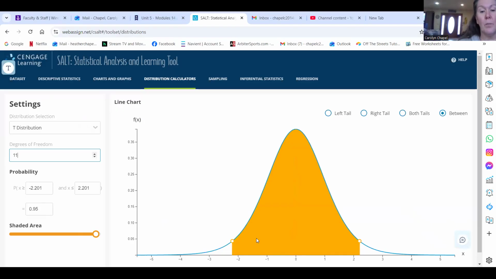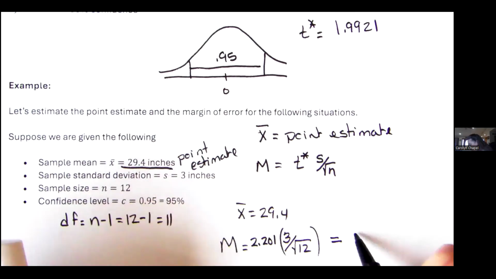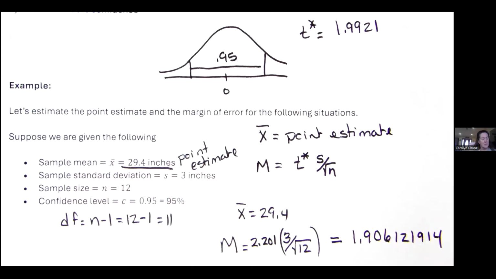Okay, and we'll go back to our notes. We go back and forth throughout the video. Okay, so there's my 2.201 that I got from SALT. I'm going to take that 3 and divide it by the square root of 12. Then I'm going to multiply that by 2.201. And I come up with 1.906121914, however many digits we want.